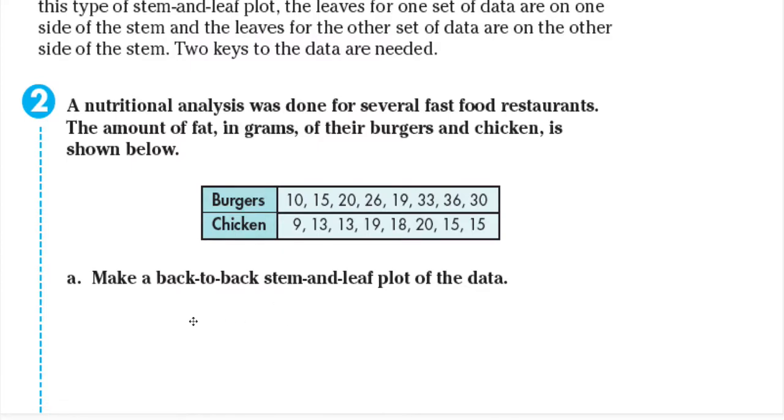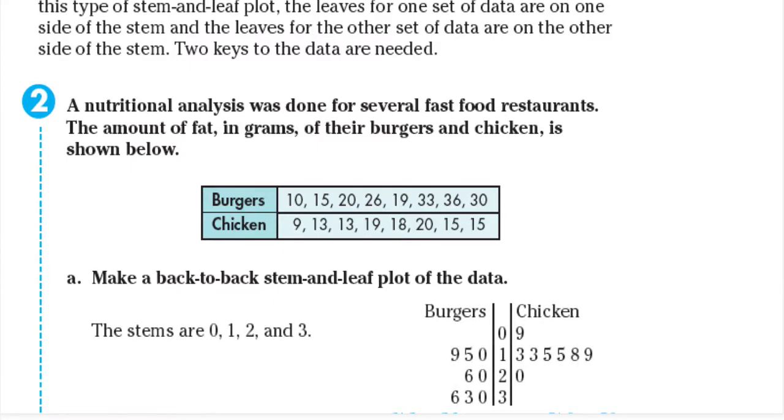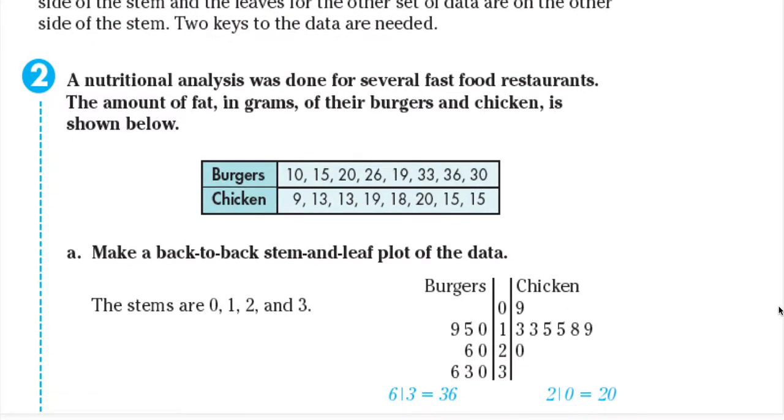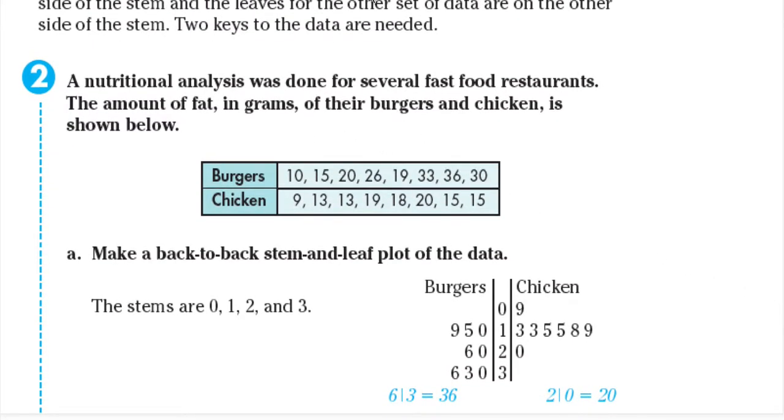From there, first we find the least value and the greatest value of each set of data. In our case of burgers, the least value is 10 grams of fat, and the greatest value is 36 grams of fat. For the chicken, the least value is 9, and the greatest value is 20. So the burgers will have a stem from 1 to 3.